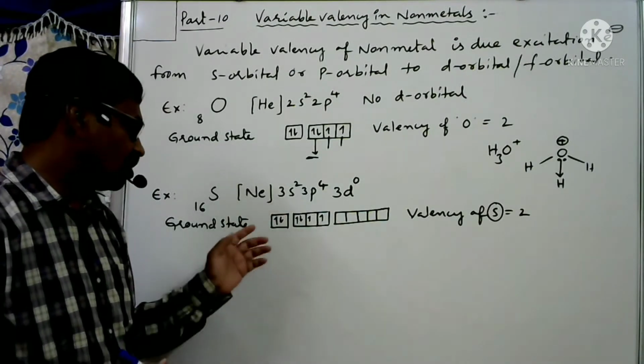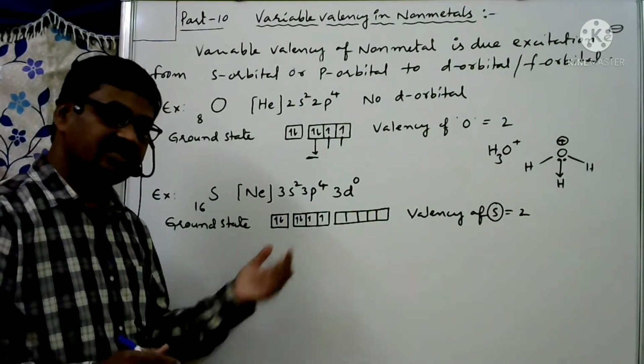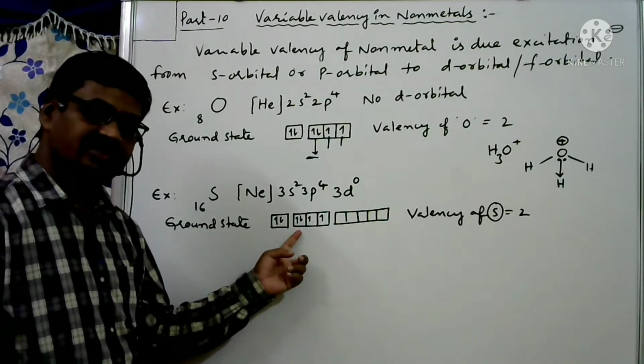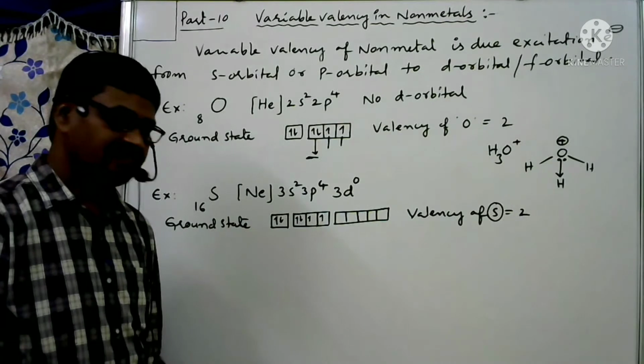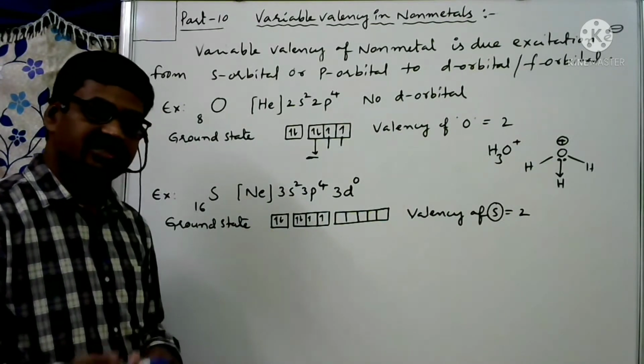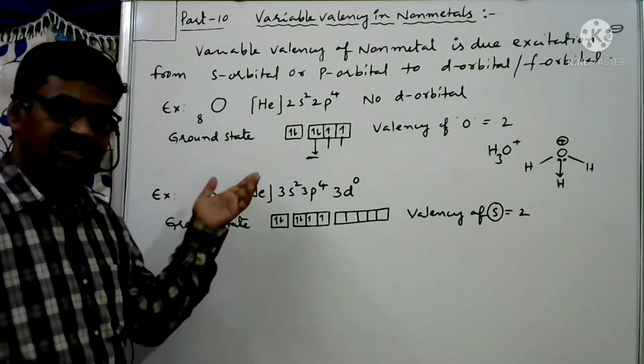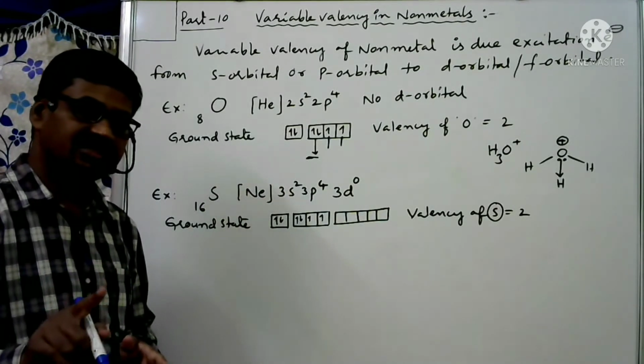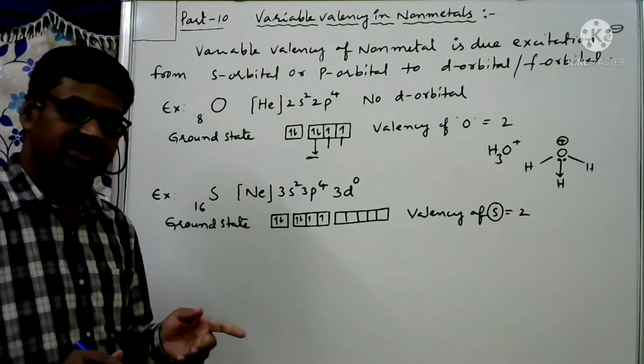Like that, how many pairs are there? That many excitations are possible. Here, with respect to this one electron pair, the first excited state is possible. With respect to this one, the second excited state is also possible. For phosphorus, we have just discussed earlier: one is the ground state, the other is the first excited state. Only two: ground state and first excited state.